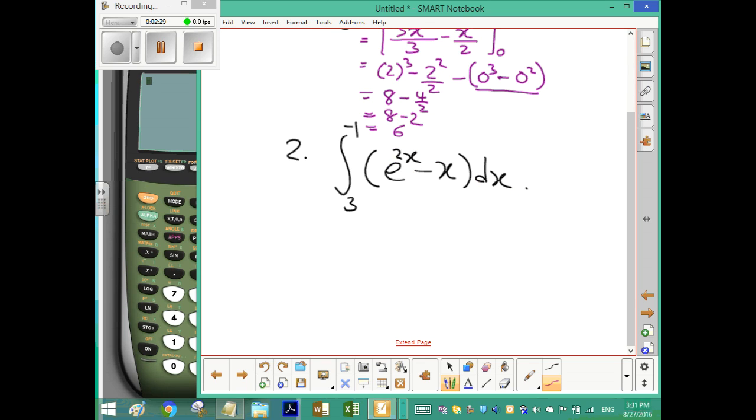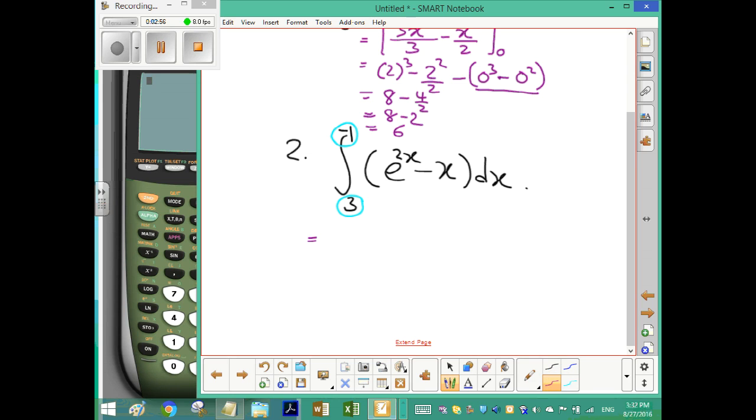Now, we look at the next question. The next question is this. This is my function, and it goes from 3 to -1. So the lower boundary doesn't have to be smaller than the upper boundary. The lower boundary can actually be a number larger than the upper boundary. So this is okay, and we just apply the process as it is.